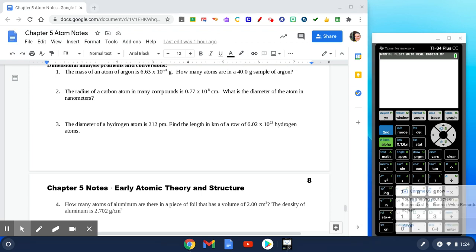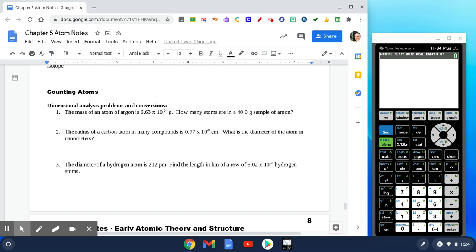Hey guys, so this lesson is about dimensional analysis and counting atoms. We've done dimensional analysis earlier this year when we were doing unit conversions, but we're going to continue to do it more and more with different types of problems. So this is just kind of getting us back into that swing of things. There's a few things you've got to know here. Sometimes it will tell you the conversion in the problem, just like this first problem that we're working on.